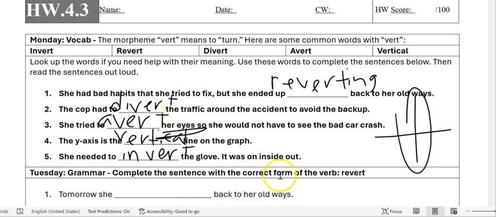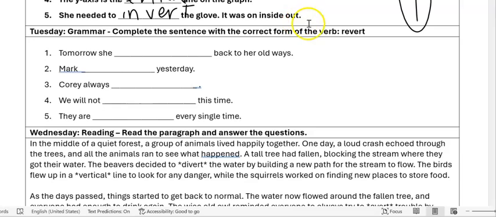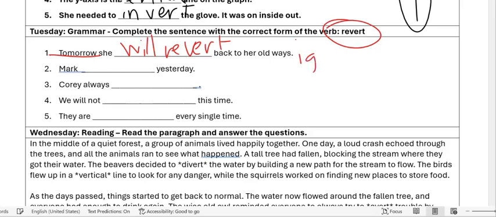All right, let's take a look at the next one. Here we're using the word revert, but we are going to change it based on the sentence. So tomorrow it's in the future, right? Tomorrow she will revert back to her old ways. You could also say tomorrow she is going to revert. That would also work, but will is a little bit shorter, right?